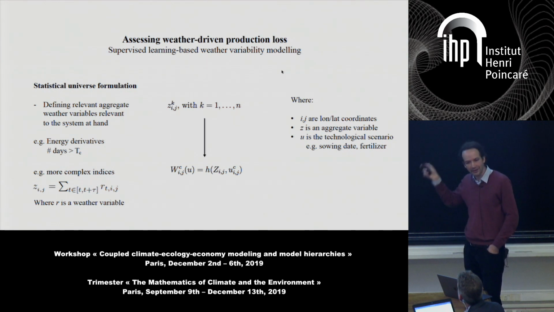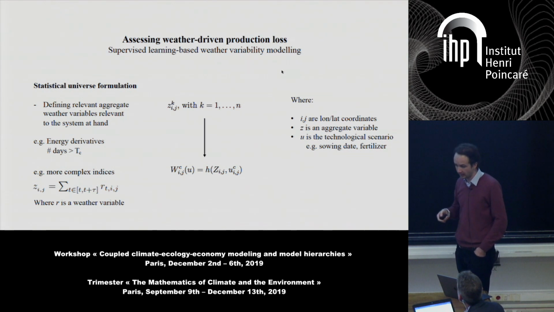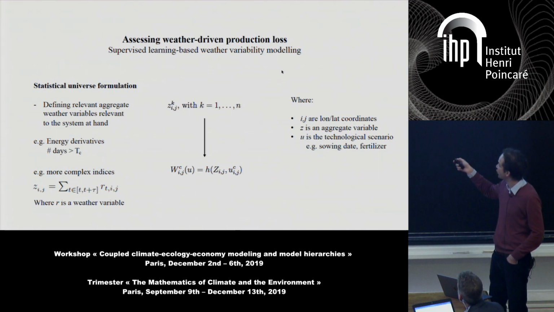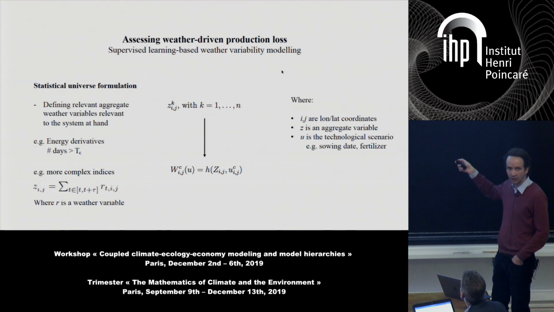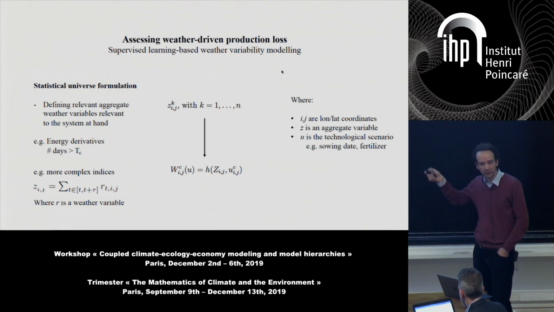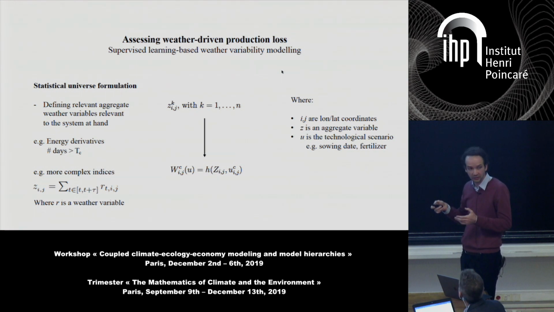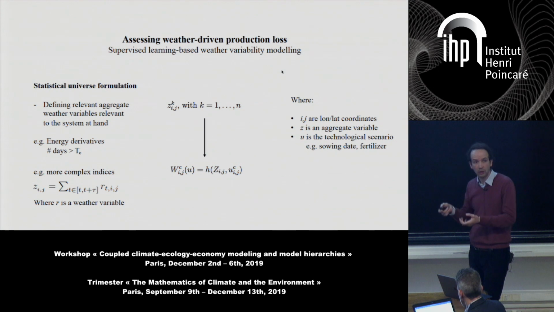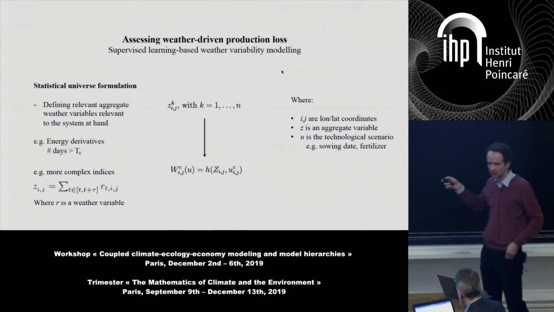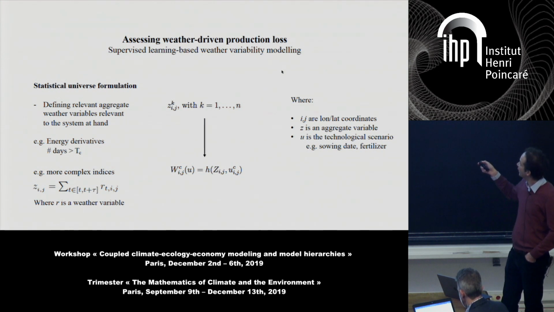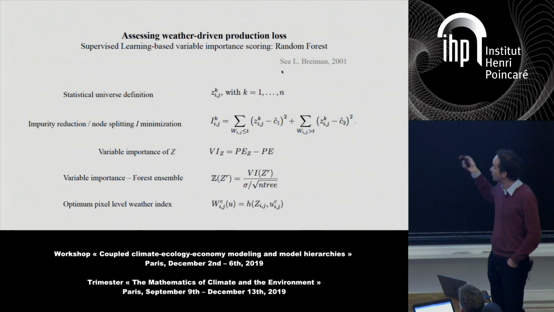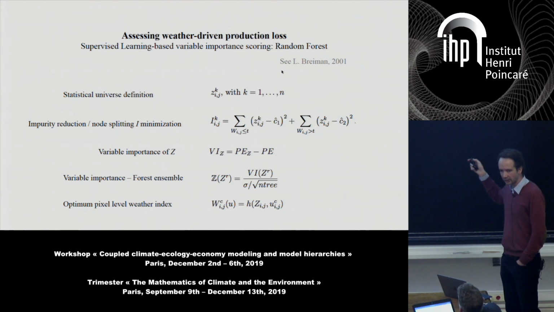W here in the rest of the presentation is what we call the optimum weather index at location IJ and in a given technological scenario. So we are looking at how weather volatility is eroding or is driving economic production in a given site, subject to different technological scenarios. U here. So here, for those who are interested, I can go back to this.